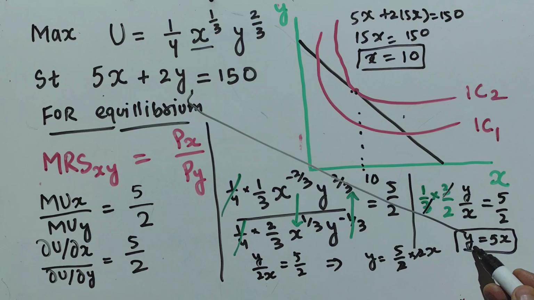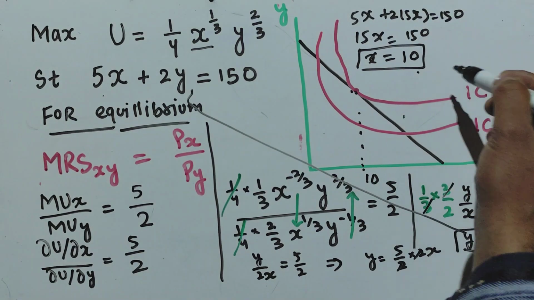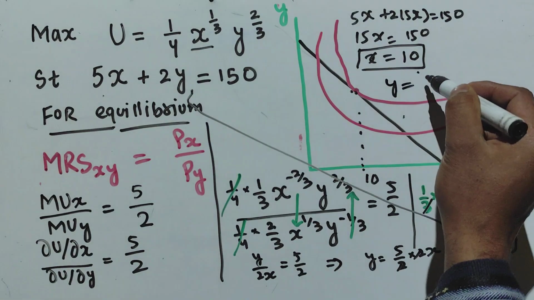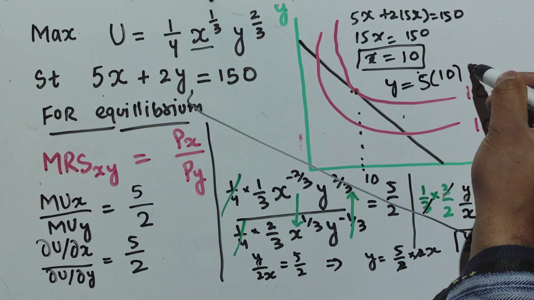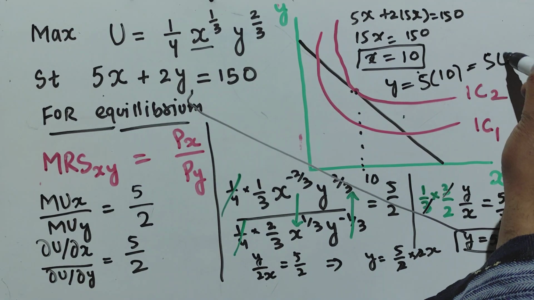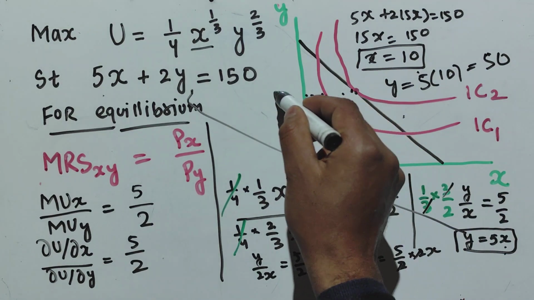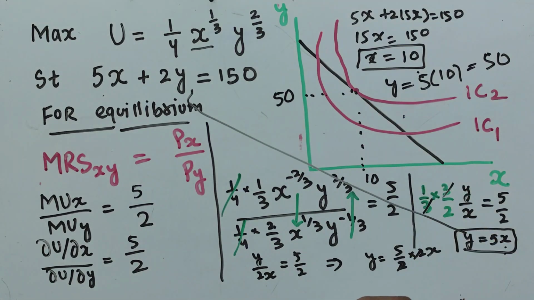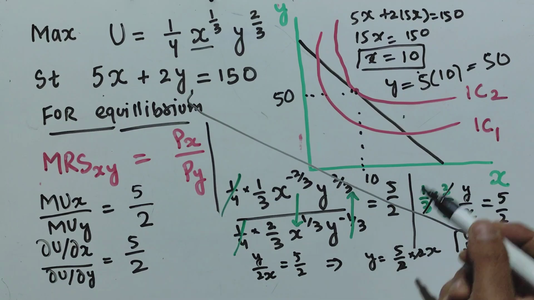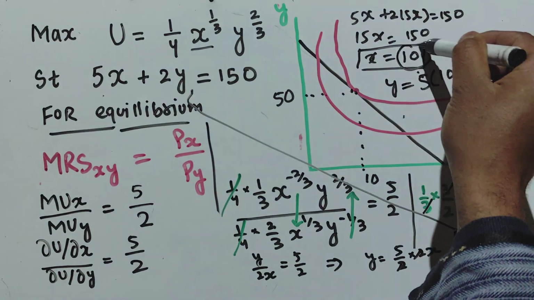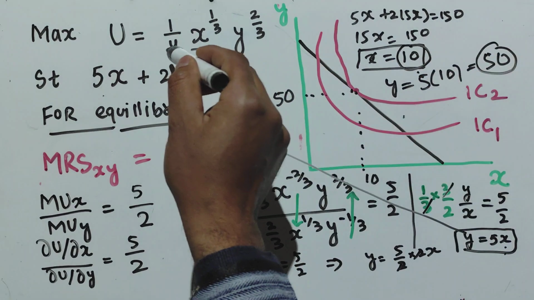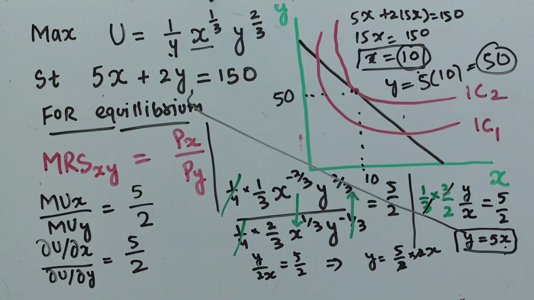To find the value of y, plug the value x equals 10 in this equation. That gives us y equals 5 times 10, which comes out to be 50. Okay, that means the consumer will consume 50 units of good Y and 10 units of good X. And we can also find the corresponding utility derived from the consumption of good X and Y. We simply plug the value x equals 10 and y equals 50 back into the utility function. I hope I make myself clear in this video. Thank you.